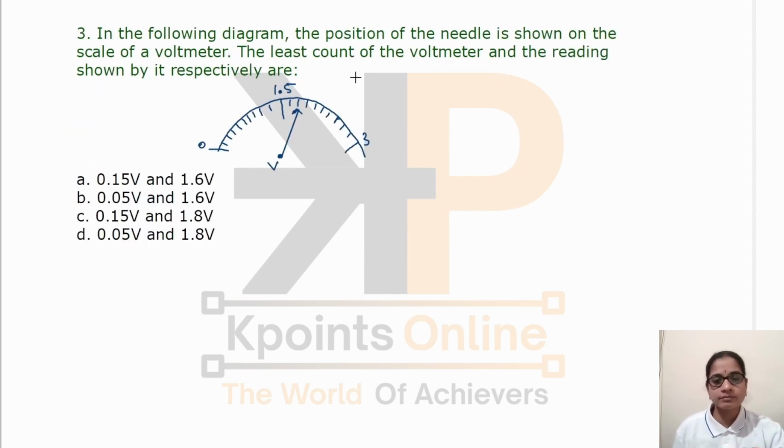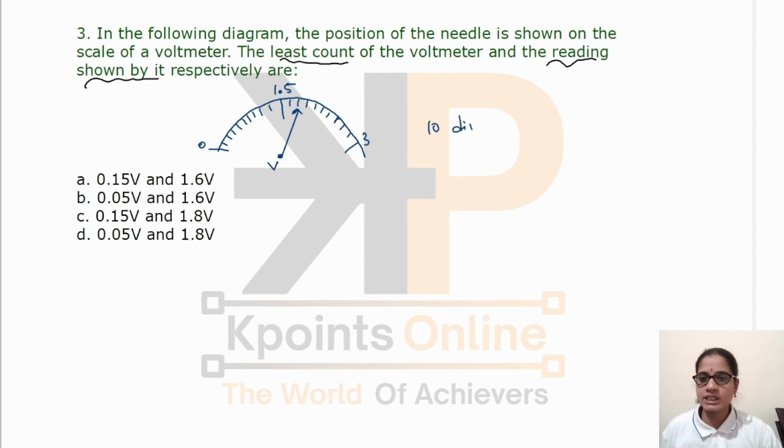In the following diagram, the position of the needle is shown on the scale of a voltmeter. The least count of the voltmeter and the reading shown by it respectively are. We have to find here the least count and the reading shown by the needle. Here the value which the voltmeter shows, we have to find out. You can see here 10 divisions is equal to 1.5 volts.